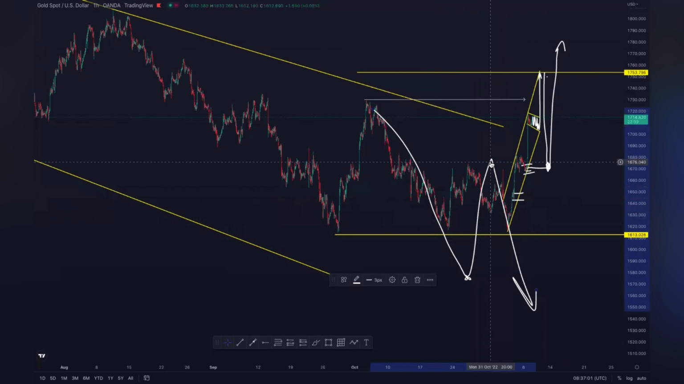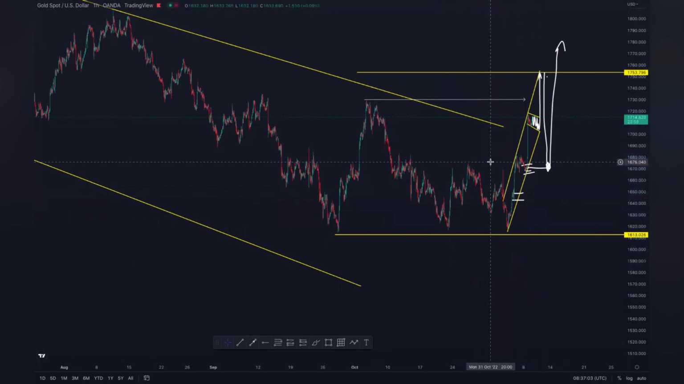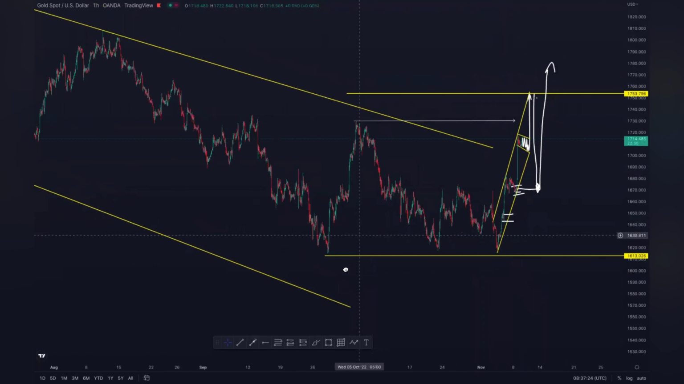So each time, mark this, each time the market fails to break a swing high in an uptrend, the market is about to reverse to the downside. It's about to change its trend to the downside. And if it is in a downtrend, each time the market fails to break the swing low to create a lower low, then a reversal is about to happen. So that is what happened right there.